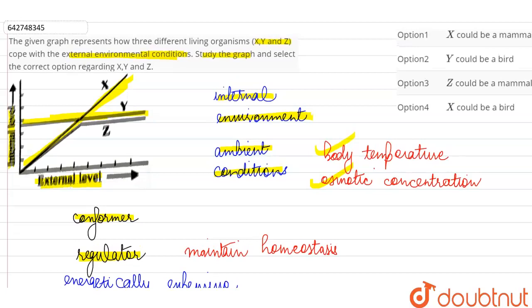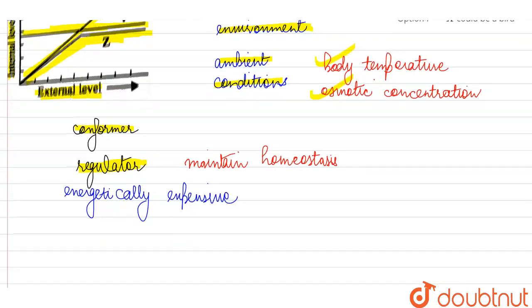And over here we can see a third curve where a combination of both of these approaches can be seen. Up to some level, the organism is trying to regulate the conditions inside its body. It's trying to maintain homeostasis. But after a point, it simply starts conforming to the ambient conditions. Now, such organisms are known as partial regulators because they are equipped to handle some changes in the environment.